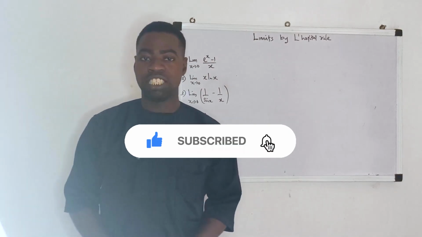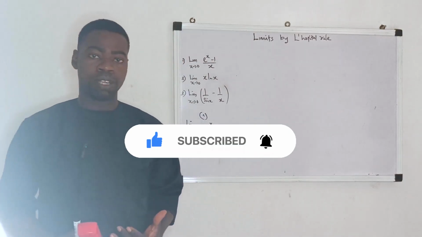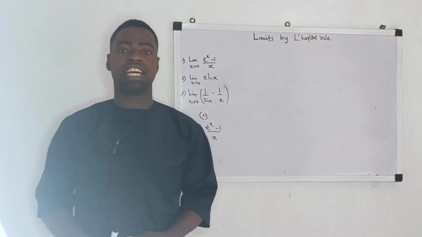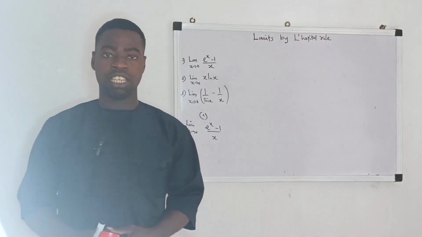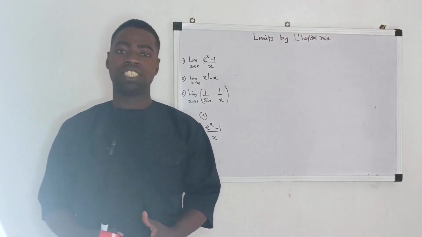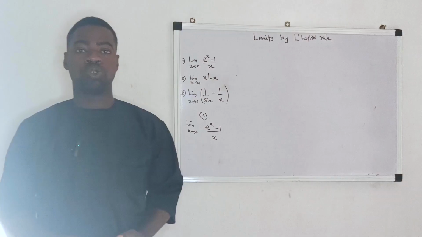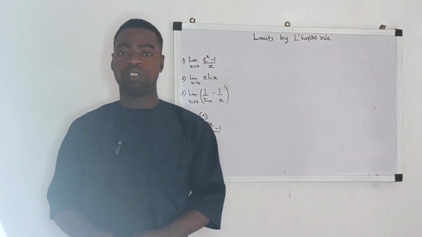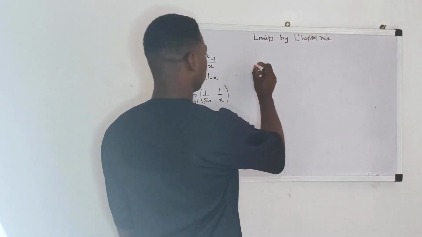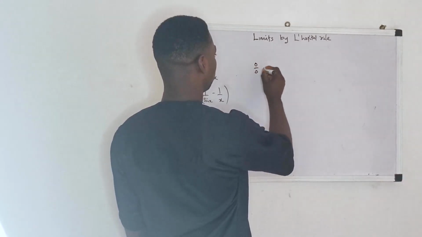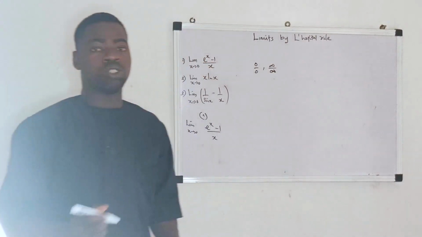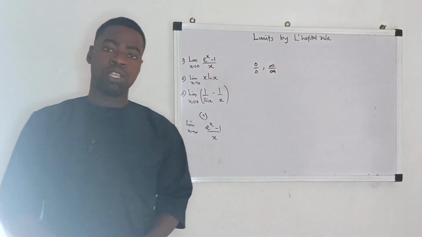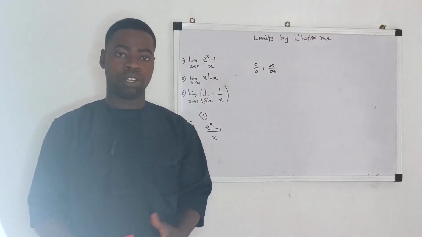The L'Hopital rule is a very powerful method of evaluating limits in that it uses the tool of differentiation to evaluate a limit. L'Hopital rule in itself is designed to evaluate limits of the form 0 divided by 0 and infinity divided by infinity. So these are the two indeterminate forms that L'Hopital rule evaluates.